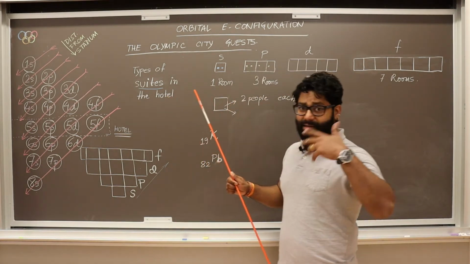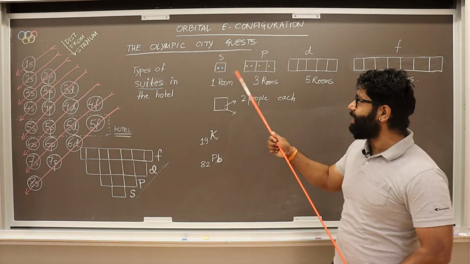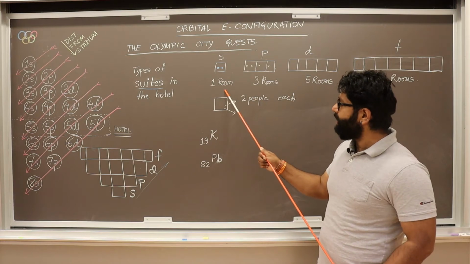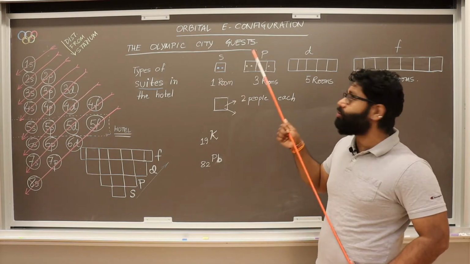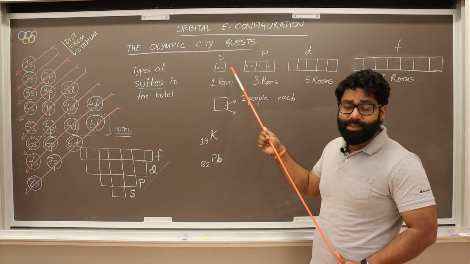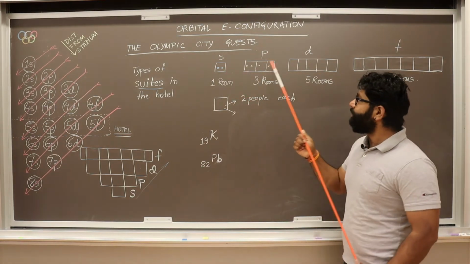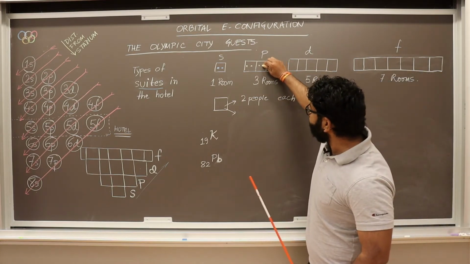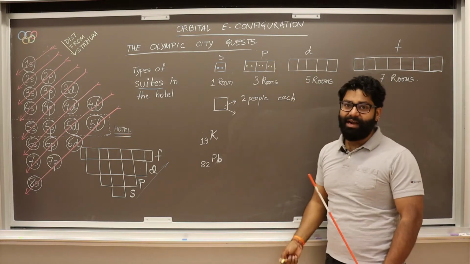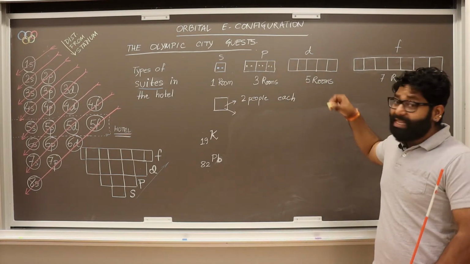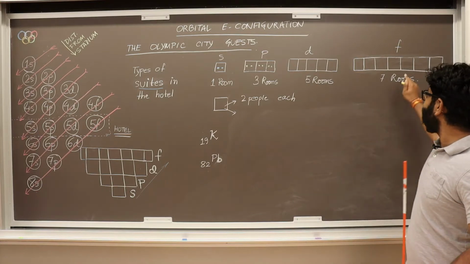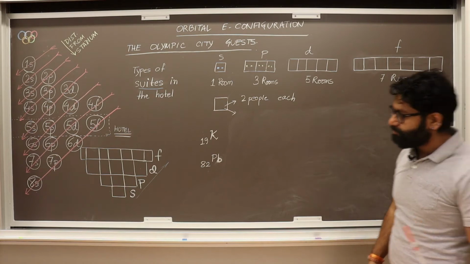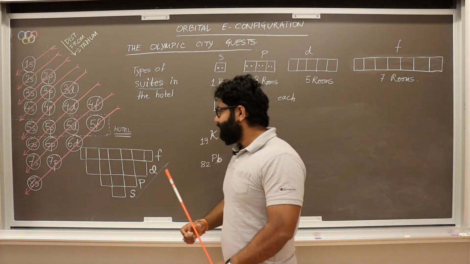So let's count the number of guests that can get into each suite. The S suite has 1 room and each room can get 2 guests, so the total number of guests in an S suite is 2. For the P, we have 3 rooms, each room can have 2 guests, so the number of guests is 6. For D, it's 10, 5 times 2. For F, it's 14, 7 times 2. Pretty simple, right?